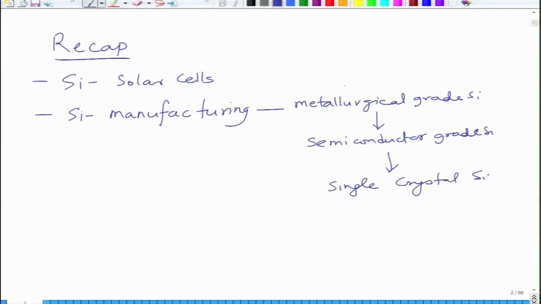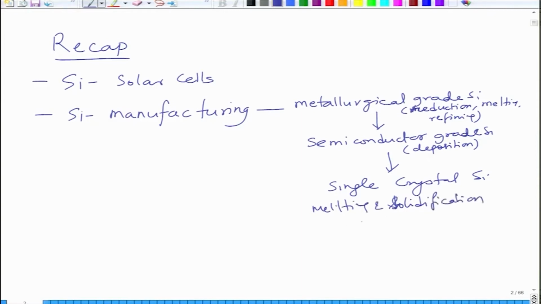This stage is all about reduction, melting, refining, and this stage is more about deposition of silicon from SiHCl3, which converts into a purer form of silicon. Then we have again melting and solidification to form a single crystal silicon.